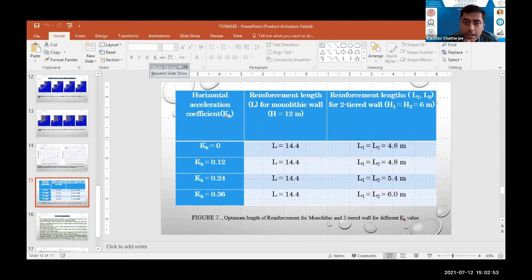Which guidelines have you followed? Is there any particular codal provision? Yes, FHWA, the Federal Highway Administration. Yes, that I know. But basically, you can just discuss this particular aspect with the supervisor. Okay, sure.